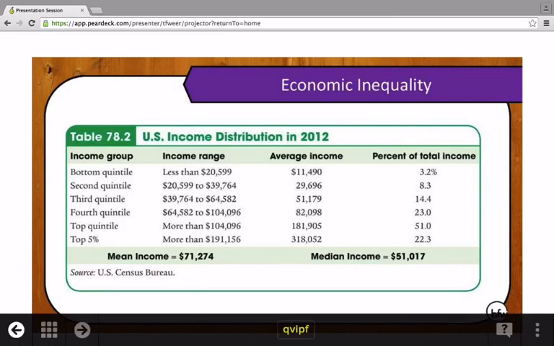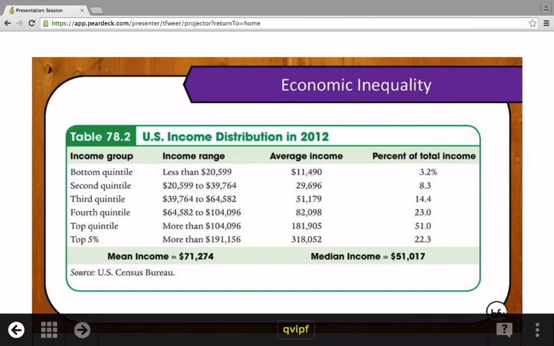Now, this does not mean that the distribution is bad or that it's unjust. It doesn't mean that it's good or fair or anything like that. It is simply a presentation of the facts compared to the hypothetical equal distribution.